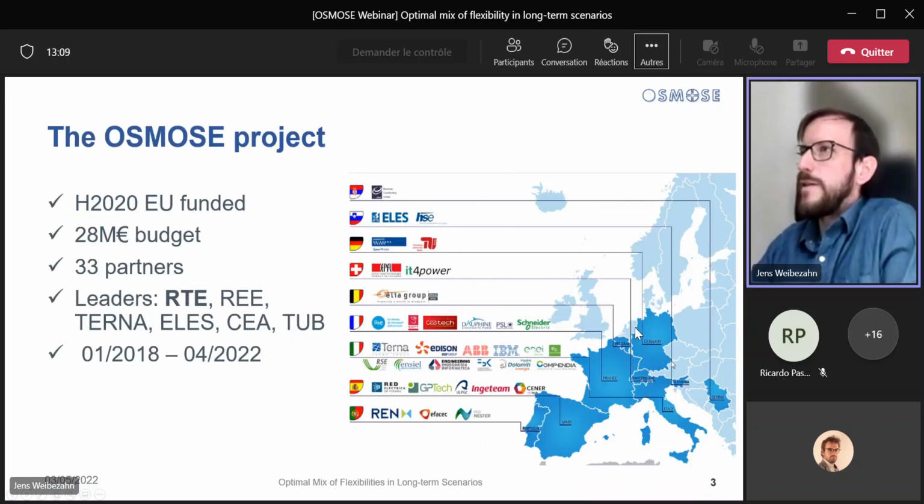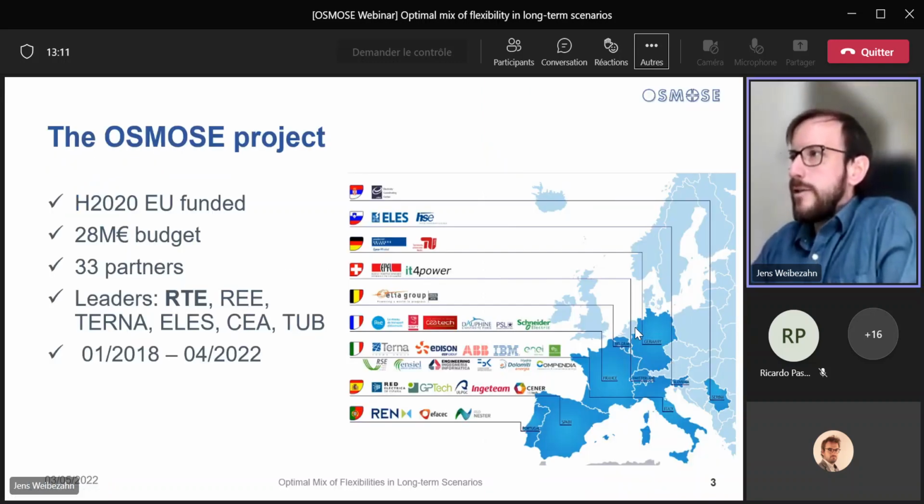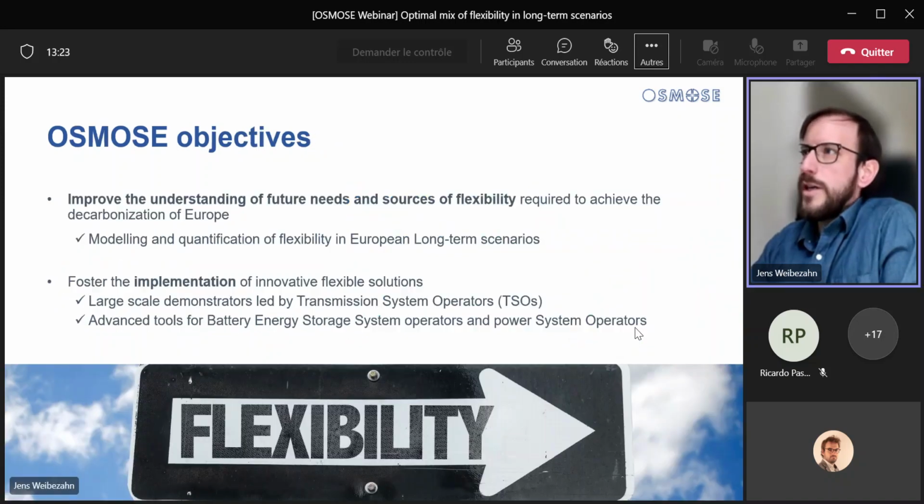So first of all, what is the OSMOSE project? It's a Horizon 2020 project between 33 partners from 9 countries in Europe, led by RTE. And it ran for the last 4 years and 4 months. And the objectives of the project were to get a general understanding and improve this understanding of the future needs and sources of flexibility in the European power and energy system.